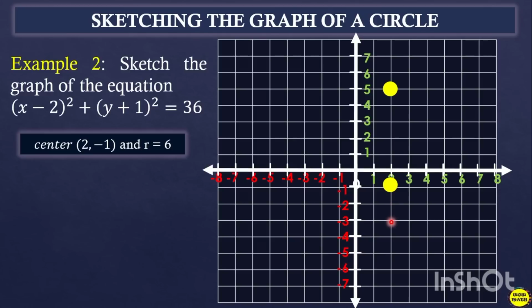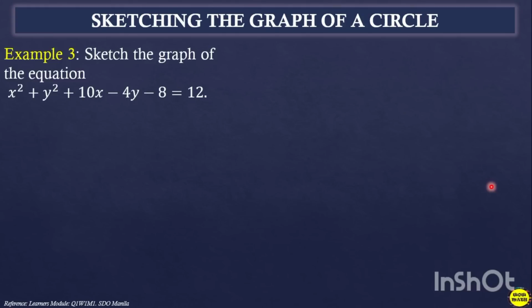1, 2, 3, 4, 5, 6. Sa left side, 1, 2, 3, 4, 5, 6. Okay. And then sa right side naman, 1, 2, 3, 4, 5, 6. Okay. So, madali na, no? Gamitan ng compass and then makukuha na natin yung circle. May sketch na natin yung graph natin. Okay? Next.